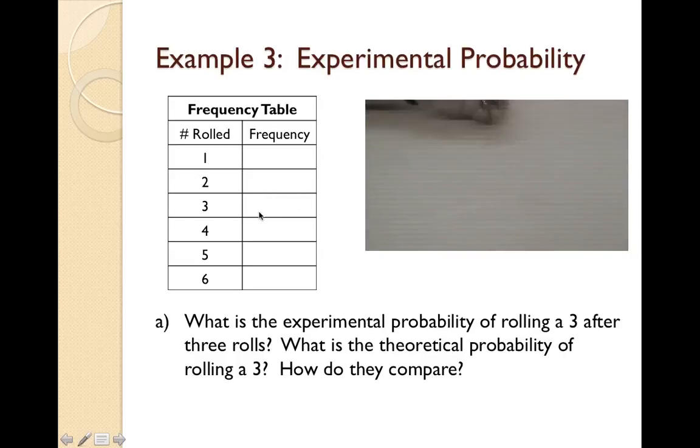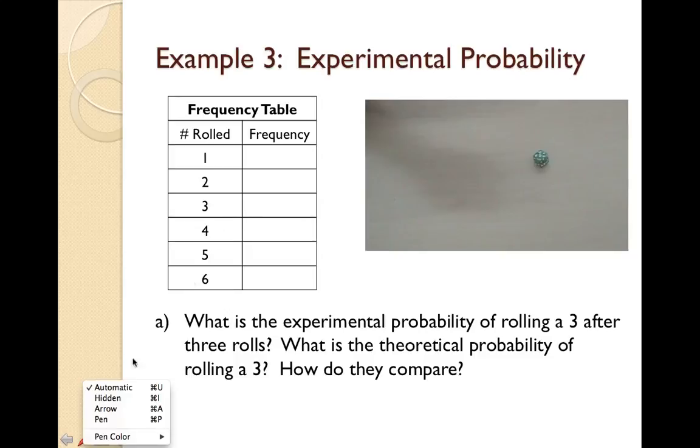Okay, so there's a 3, there's a 4, and there's another 3. Okay, so we're going to pause right there. So we had a 3, a 4, and another 3.